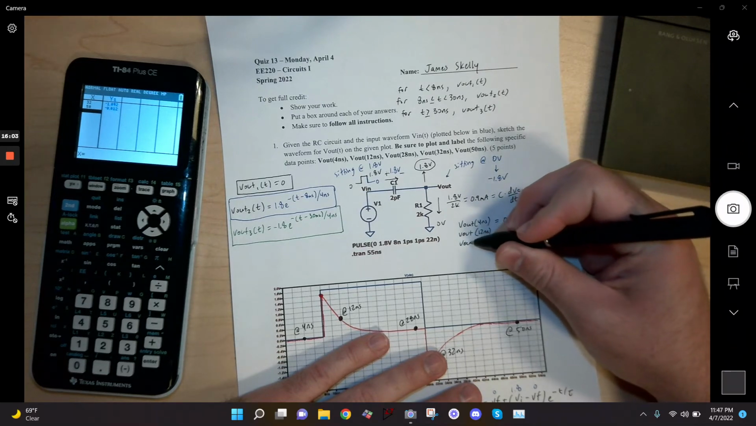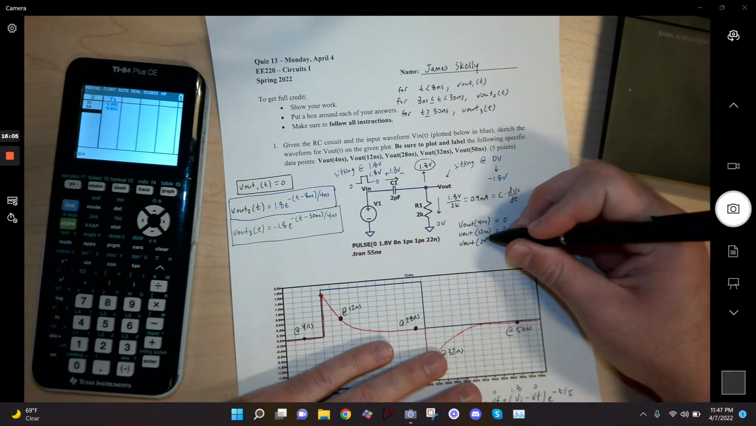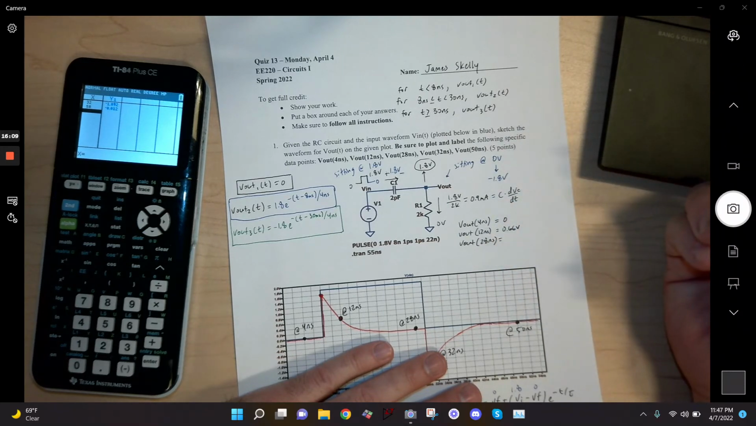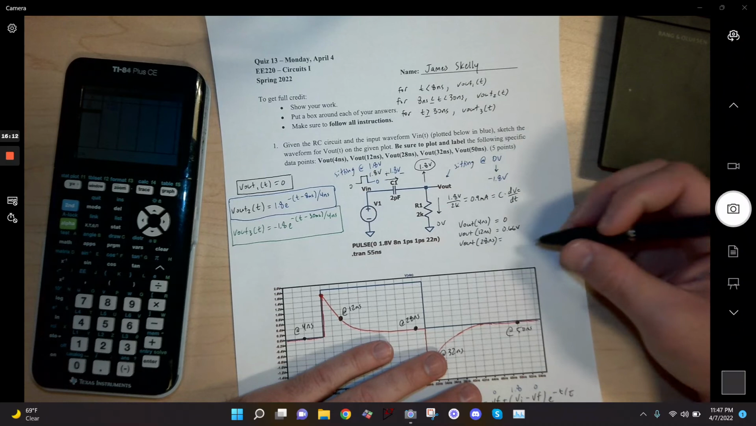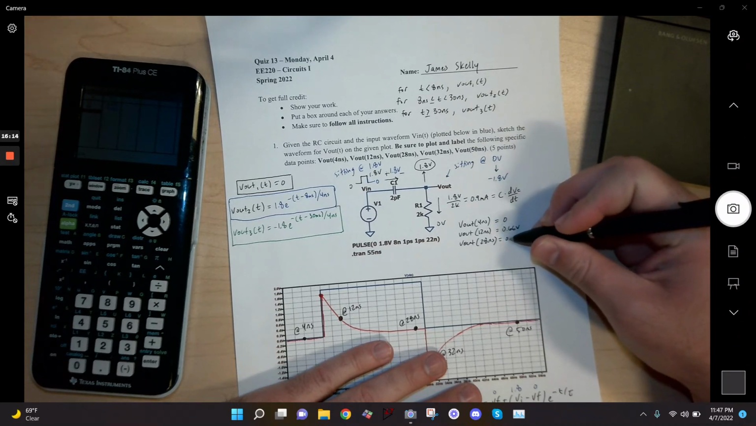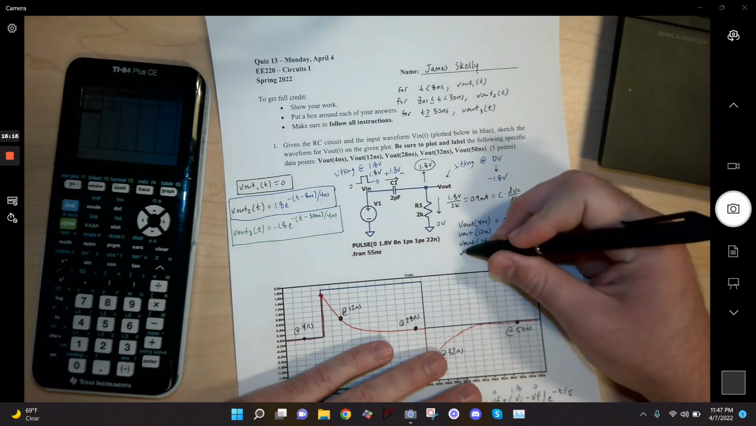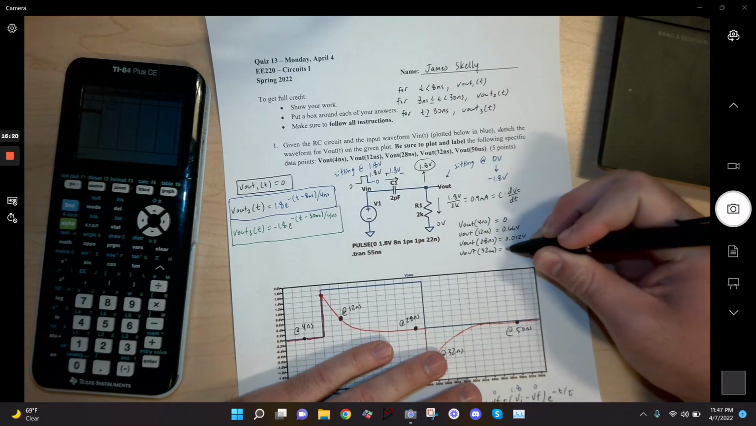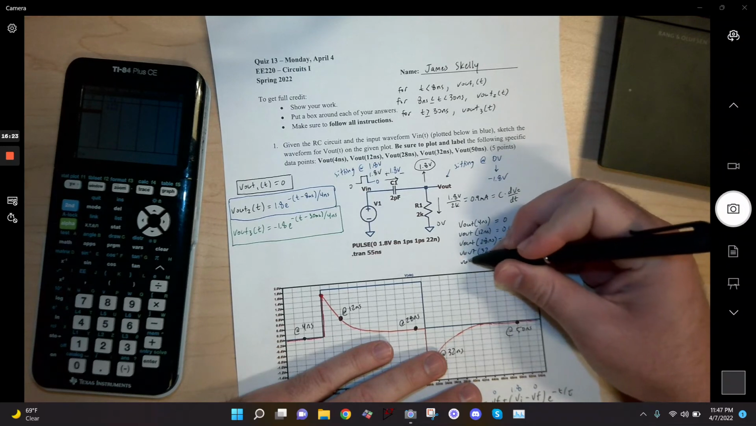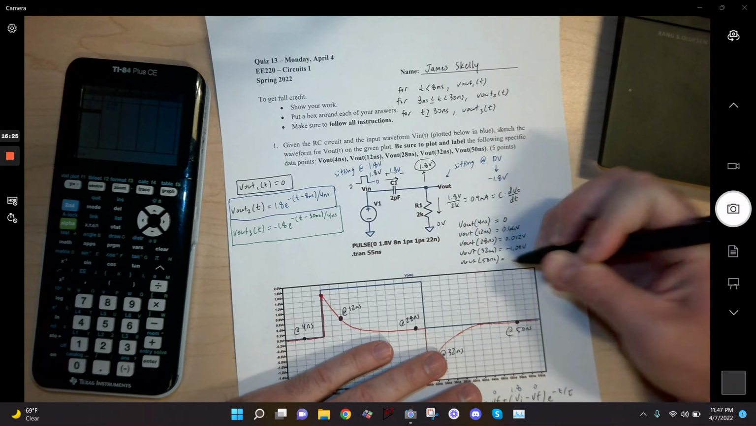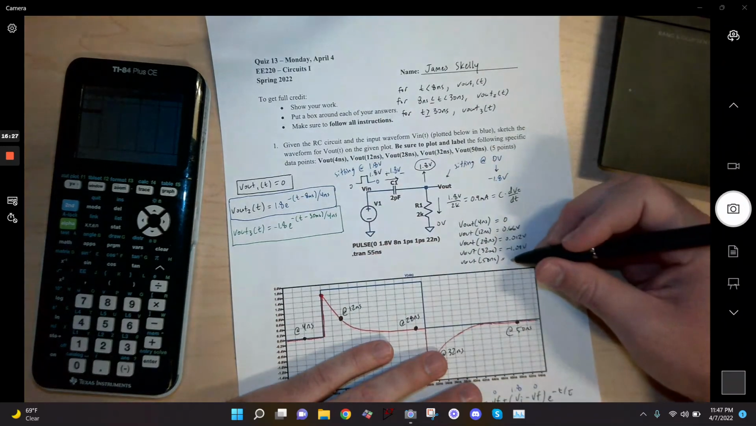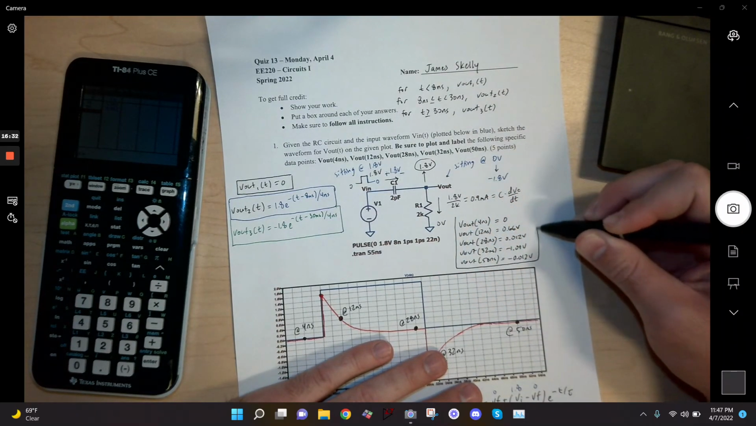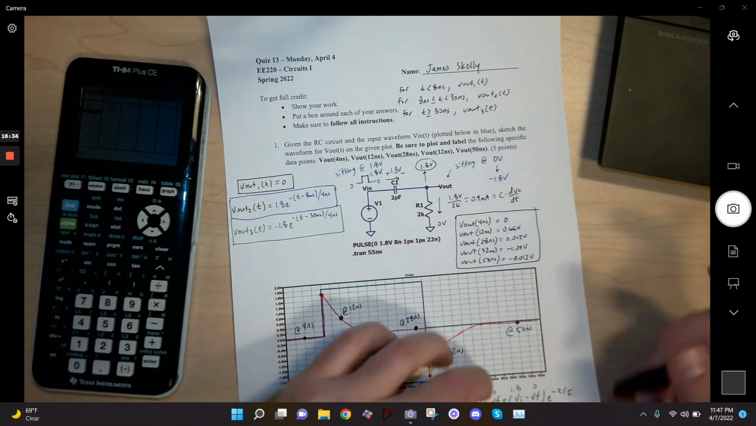V out at 28 is equal to, I don't know, it was like 0.012 or something. V out at 32 is negative 1.09 volts, and then V out at 50 is equal to negative 0.012. Alright, those are all my values, and I would be done with the quiz at this point.